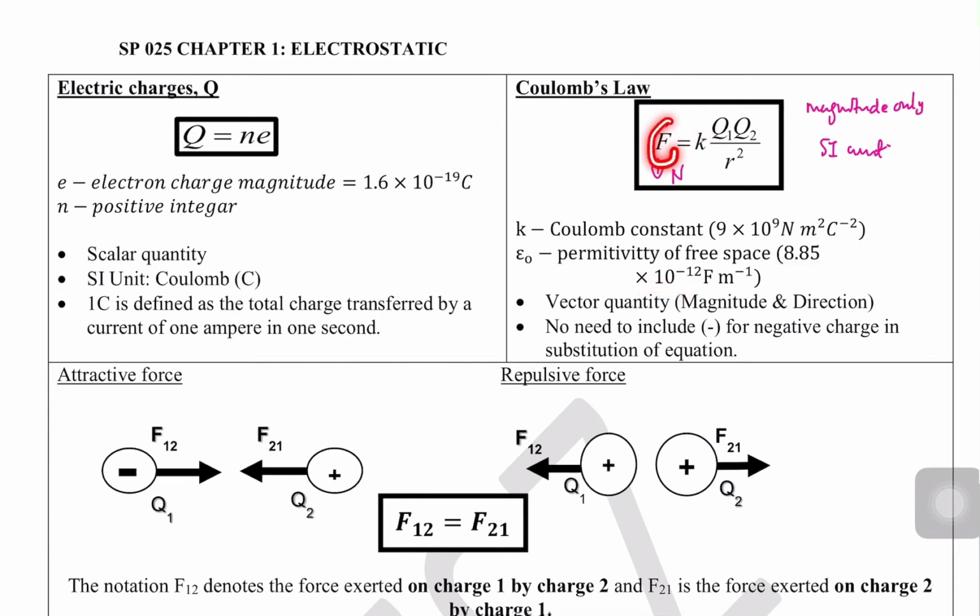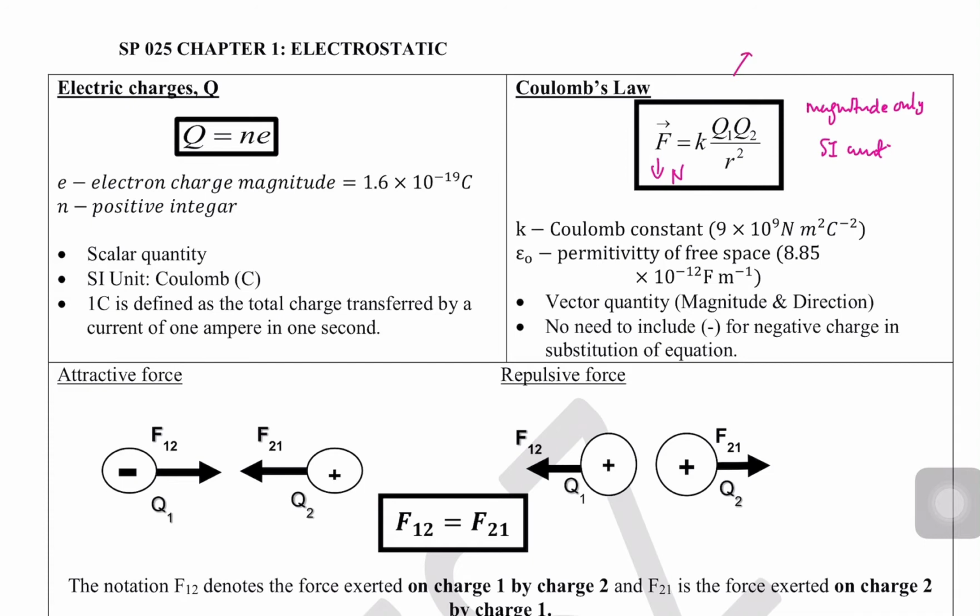F is a vector, force is a vector quantity, which means you have to include magnitude and direction. Whenever the question asks you to calculate the force acted on the charge Q1, calculate means you need to include direction and also magnitude, unless the question asks for the magnitude of the force. Here there is no need to include negative for negative charge in the substitution of the equation. As I said, we put in the magnitude only. Remember, force is a vector, so there must be magnitude and direction.